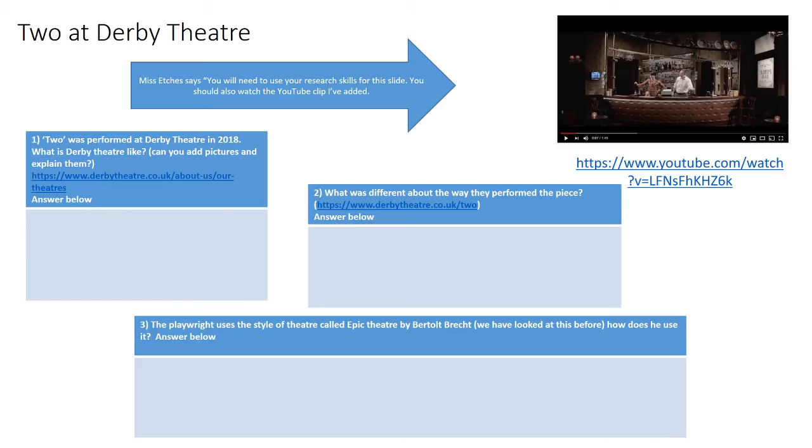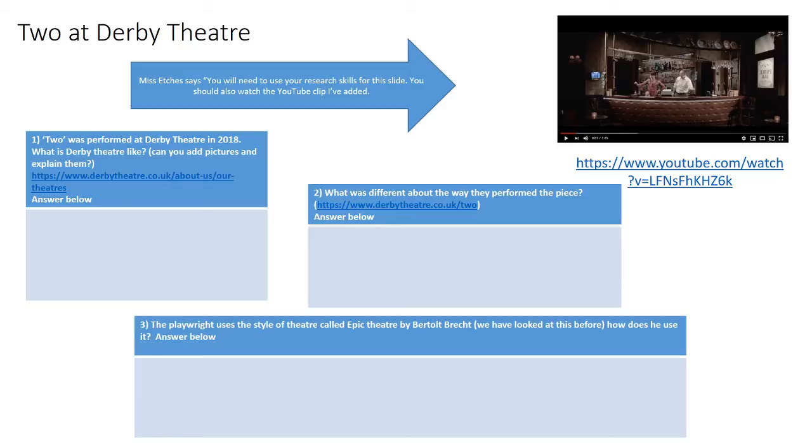For the next slide then, we're looking specifically at one of the plays I mentioned earlier, so the play 2 by Jim Cartwright. In 2018, the play was produced at Derby Theatre. You'll notice in the top right hand corner that I have added a YouTube clip in that you can watch directly from the PowerPoint, or you can use the YouTube link below. It is the trailer for the performance that they did at Derby Theatre, and will give you a little bit of an insight into what the play is about and how it was created and performed.